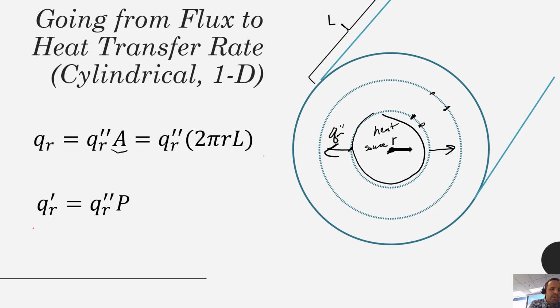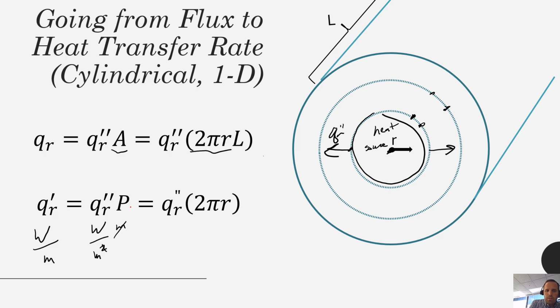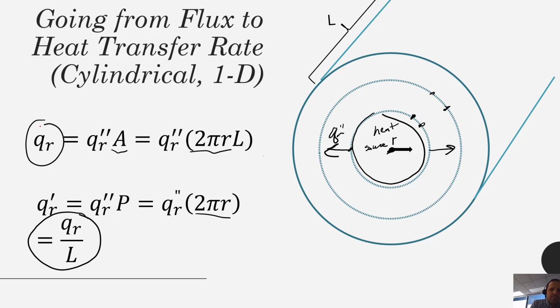In that case, to get the total rate of heat loss or heat transfer per unit length, which would be in terms of watts per meter, you would just take the flux, watts per meter squared, multiplied by the perimeter, or this 2 pi r, and then you would end up with watts per meter when you do the unit analysis. So that's what the perimeter looks like, it's just 2 pi r. And a way to think of that is just how much heat is being transferred per unit length. So it would just be this divided by this to give you heat transfer per unit length.